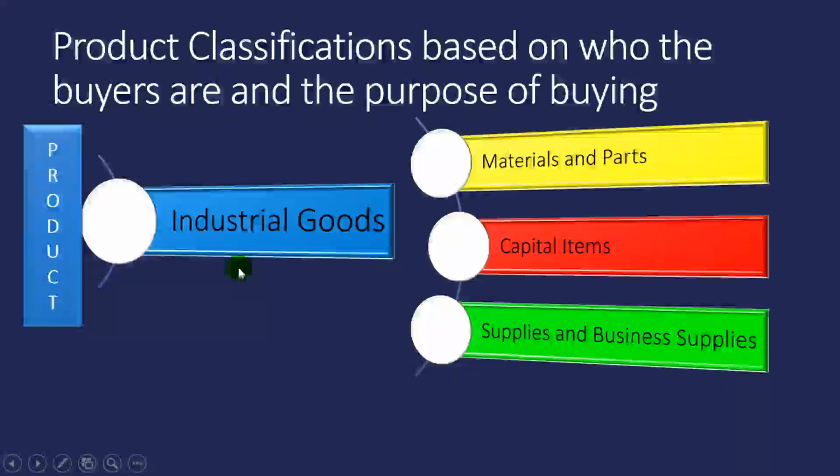Okay, next we have the industrial goods. For the industrial goods, we have materials and parts, we have the capital items, and then we have supplies and business services.